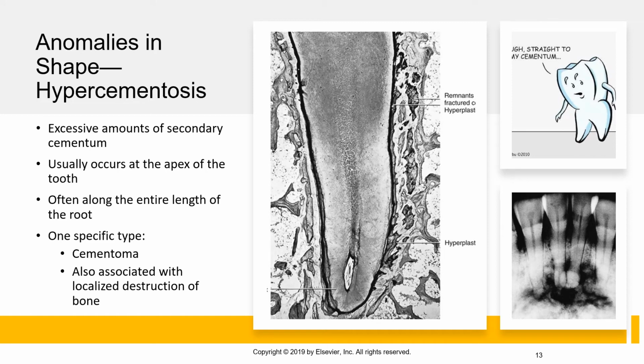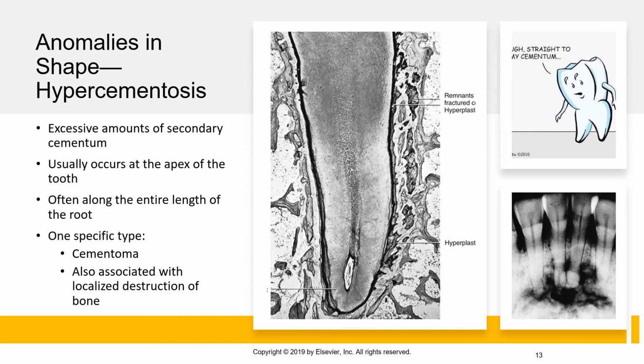Anomalies in shape, hypercementosis. Hypercementosis is just excessive amounts of secondary cementum. Now it's usually going to occur near the apex of the tooth, but it can also occur along the entire root length. So I kind of liked this cartoon on the upper right. It said, straight to my cementum, and it's on their hips, right? The tooth's hips. So I like that for hypercementosis because it shows that it can happen anywhere. Usually our cellular cementum is just at the apex, but with hypercementosis, it can happen anywhere.